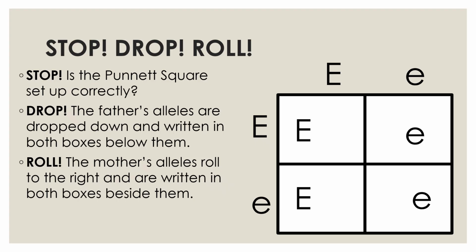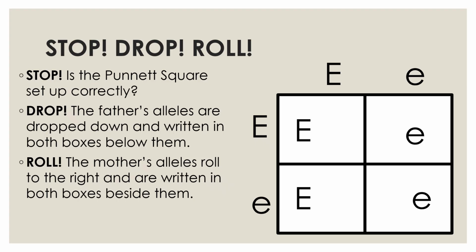Remember, we always write the dominant allele first. It's a good indicator to you as to what the phenotype will be. When you see the dominant letter first, it helps you to see what the phenotype will be. It will be the dominant phenotype.